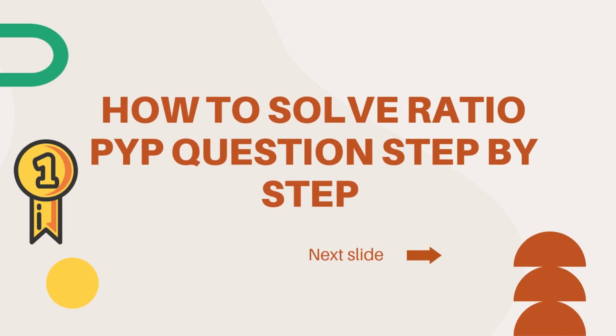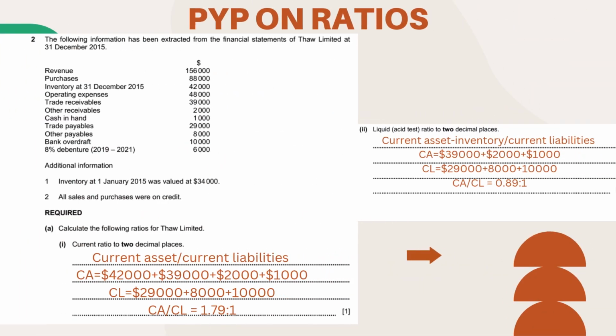How to solve ratio PYP questions, step by step. For question A1, current ratio to 2 decimal places. The formula is current assets divided by current liabilities. The current assets are 42,000 plus 39,000 plus 2,000 plus 1,000. Current liabilities are 29,000 plus 8,000 plus 1,000. Using the formula, we get 1.79 to 1.